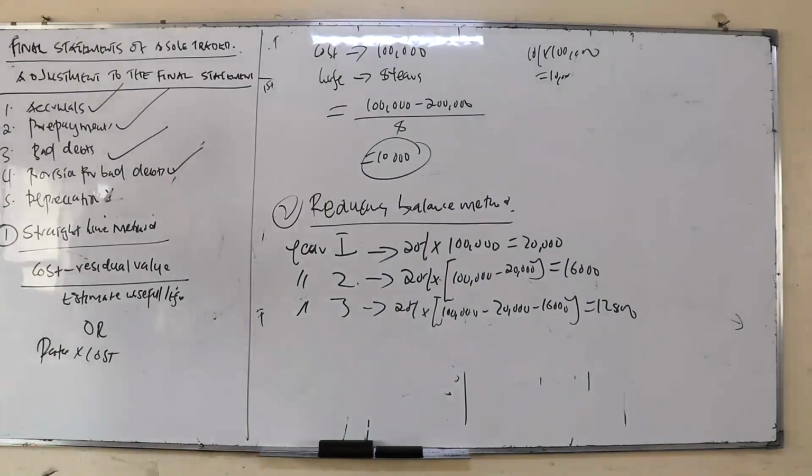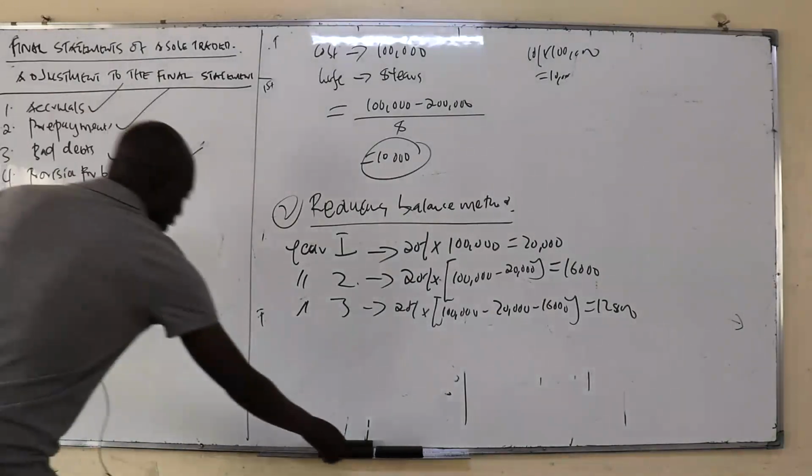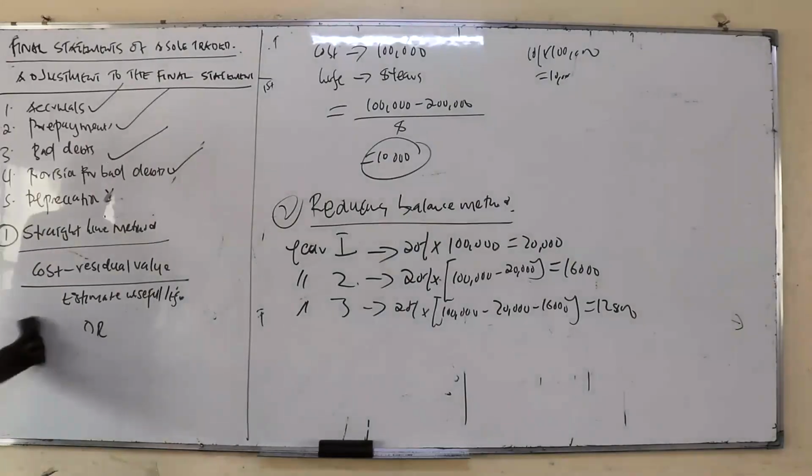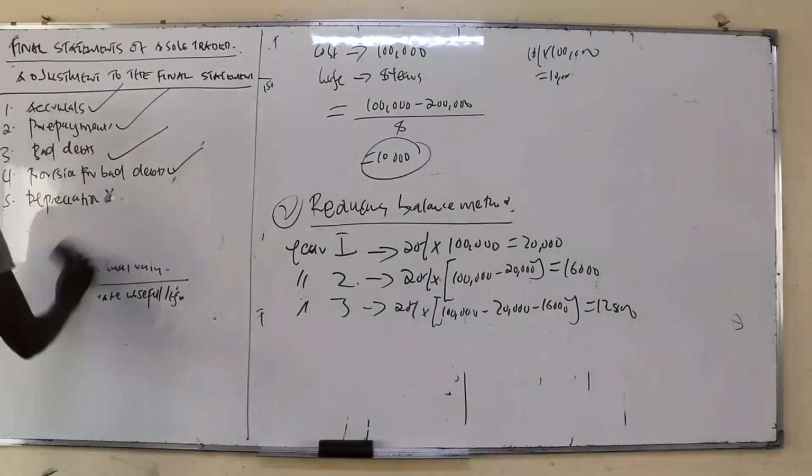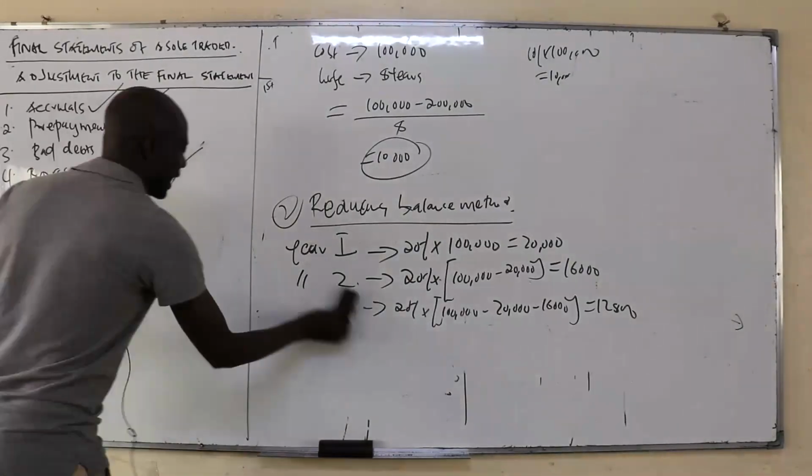Now, after you've determined the depreciation value, how do you account for it? How do you treat it in the accounts? Remember we said depreciation is the loss of value of non-current assets. So we need to recognize it, isn't it? We need to say we are losing our assets, and this is the amount of money that we should debit to our profits to take care of the loss.